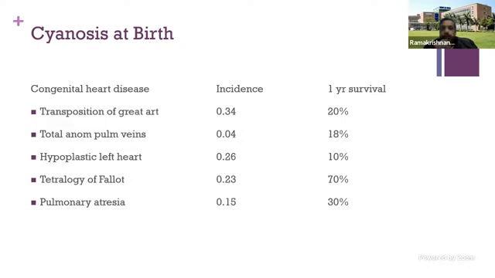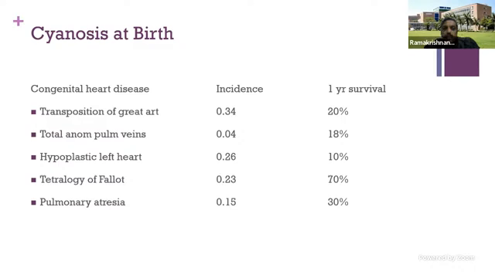80% of transposition physiology are going to die within 1 year. Total anomalous pulmonary venous connection is further worse. Hypoplastic left heart syndrome is further worse. Only 10% make it. And pulmonary atresia, only 30% make it, even though you may see some people with pulmonary atresia. If you look at cyanosis at birth, tetralogy of Fallot versus pulmonary atresia, there is only a 0.8% difference. But look at survival, it is completely reversed. And this is only at 1 year. If you extrapolate it to 10 years and 20 years, only tetralogy survives and the rest all die.